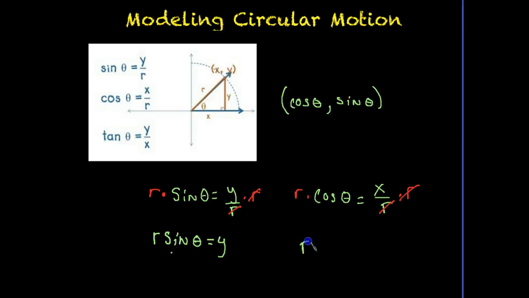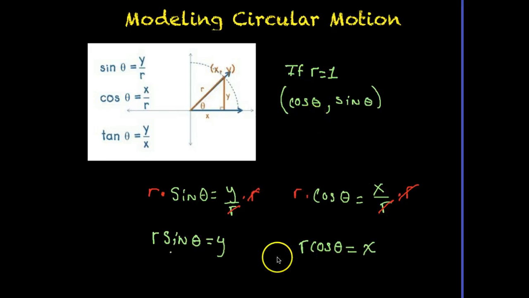And we would be left with r times the cosine of theta, and that would be our x-coordinate. Now, if r is equal to 1, then 1 times the sine of anything is just going to be the sine, and 1 times the cosine of anything is just going to be the cosine. So we can define x as cosine theta and y as sine theta, assuming that our radius is 1.